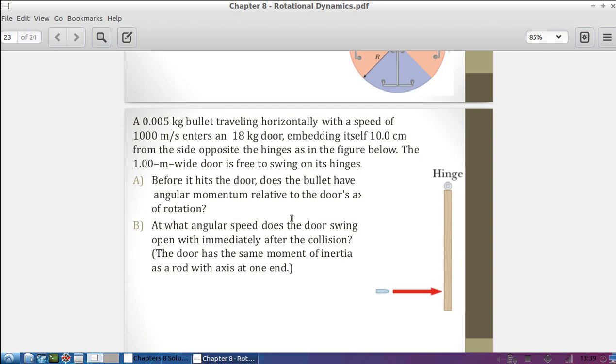Okay. So before it hits the door, does the bullet have angular momentum relative to the door's axis of rotation? That got cut off. There we go. Axis of rotation. So that's part A. Part B, at what angular speed does the door swing open immediately after the collision?